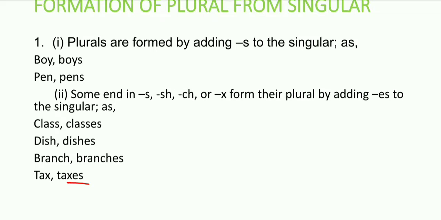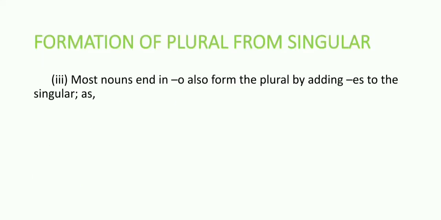Okay, as earlier we have talked, when we have x or ch, we add what? We add es at the end of the noun to make them plural. Next is most nouns ending in o. Keep remember, most nouns ending in o also form their plural by adding es at the end of the singular noun.